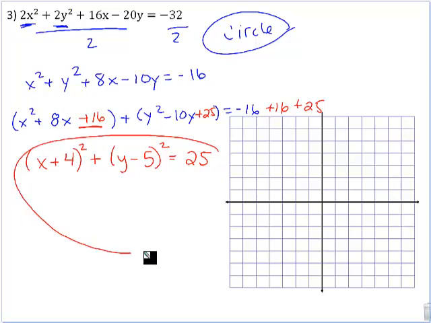The radius is 5, but the standard form should say 25 over there. So where's the center? The center is negative 4, 5. And the radius is what? 5.